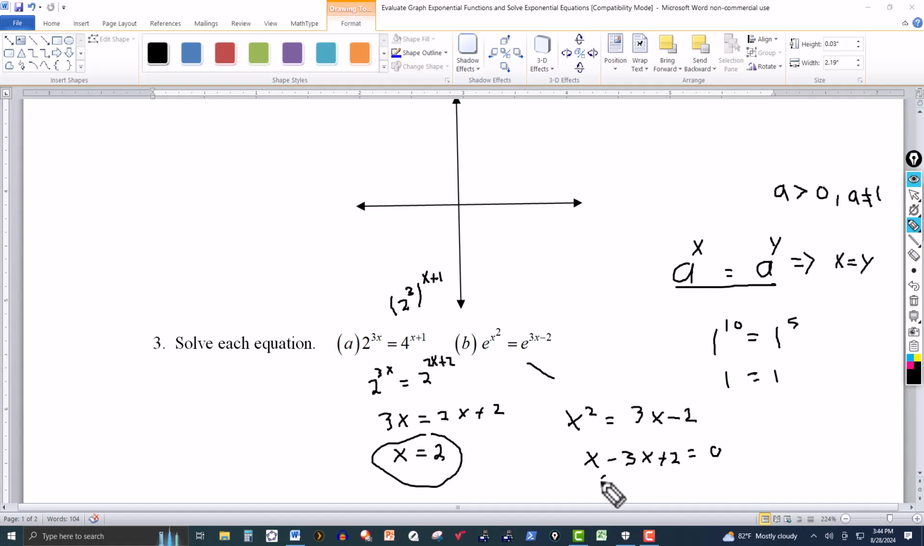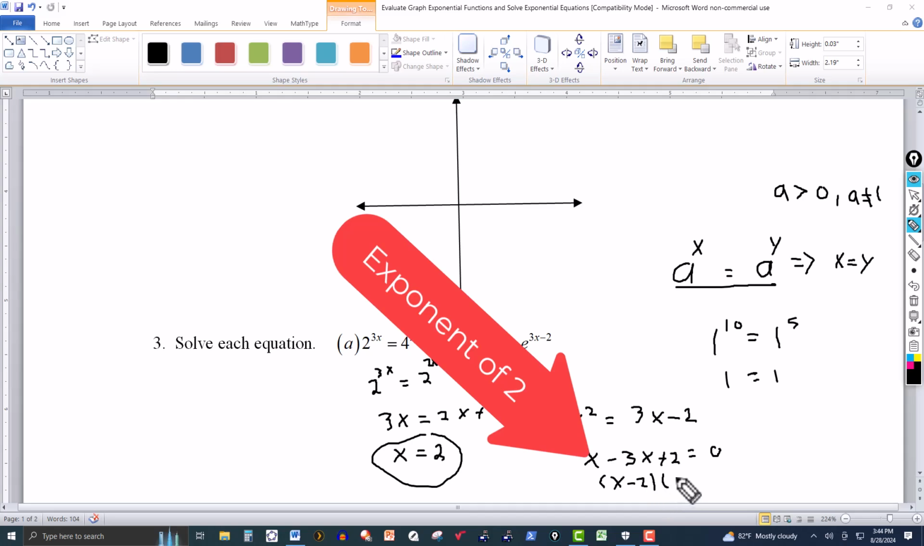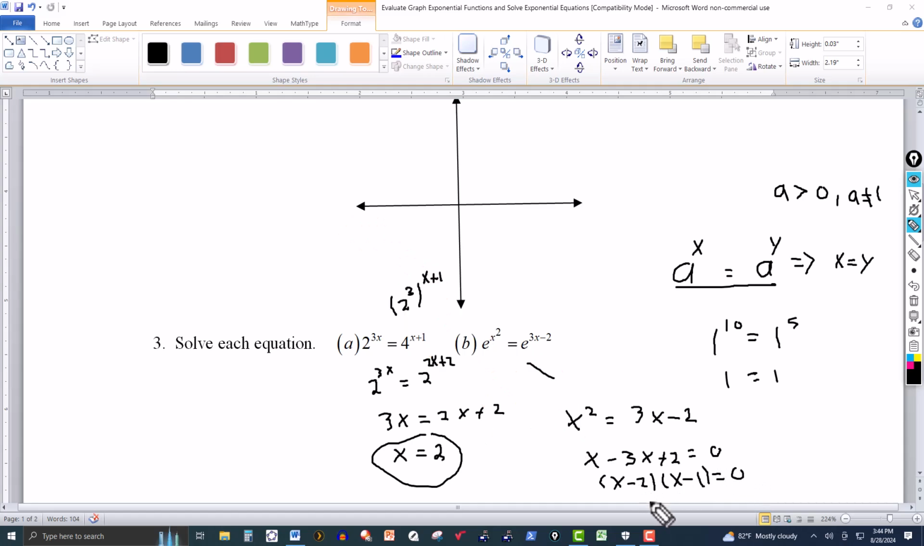And then I factor this: x minus 2, x minus 1. Solve any quadratic by factoring. So factor it, and then we set each factor equal to 0. x minus 2 will be 0 when x is 2. x minus 1 will be 0 when x is 1. So the solution is x equal to 2 or x equal to 1. And you can easily check this by plugging in there.